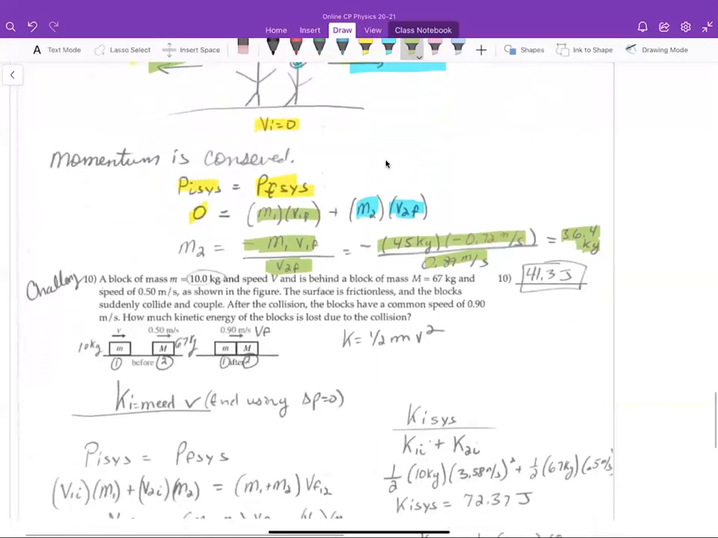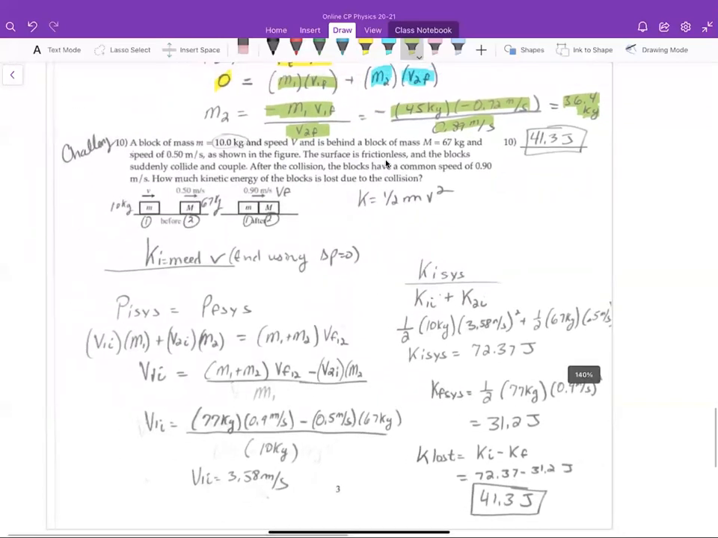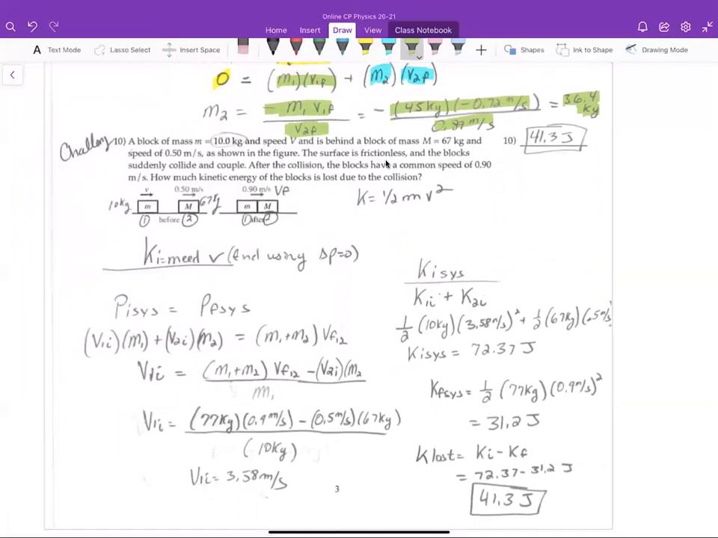This last one is a challenging problem, and it was kind of an extra credit, but I'll go over it quickly. I have a block of mass 10 kilograms with some speed. I have another block with 67 kilograms and also have a speed of 0.5. They collide and they stick, and we are told that they have a final velocity of 0.9, and we wanted to know how much kinetic energy is lost. In order to find the amount of kinetic energy lost, I have to figure out the kinetic energy initial and kinetic energy final of the system. I can't find the kinetic energy initial until I know the velocity of mass 1. I will find velocity of mass 1 using conservation of momentum.